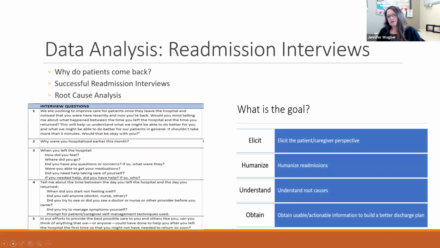We next put in the concept of readmission interviews. This was new to a lot of hospitals, and it's really a goldmine of information because it's directly to the patient, drilling down the whys to a root cause and helping understand why they feel like they came back, and not just using a medical record or medical terms.